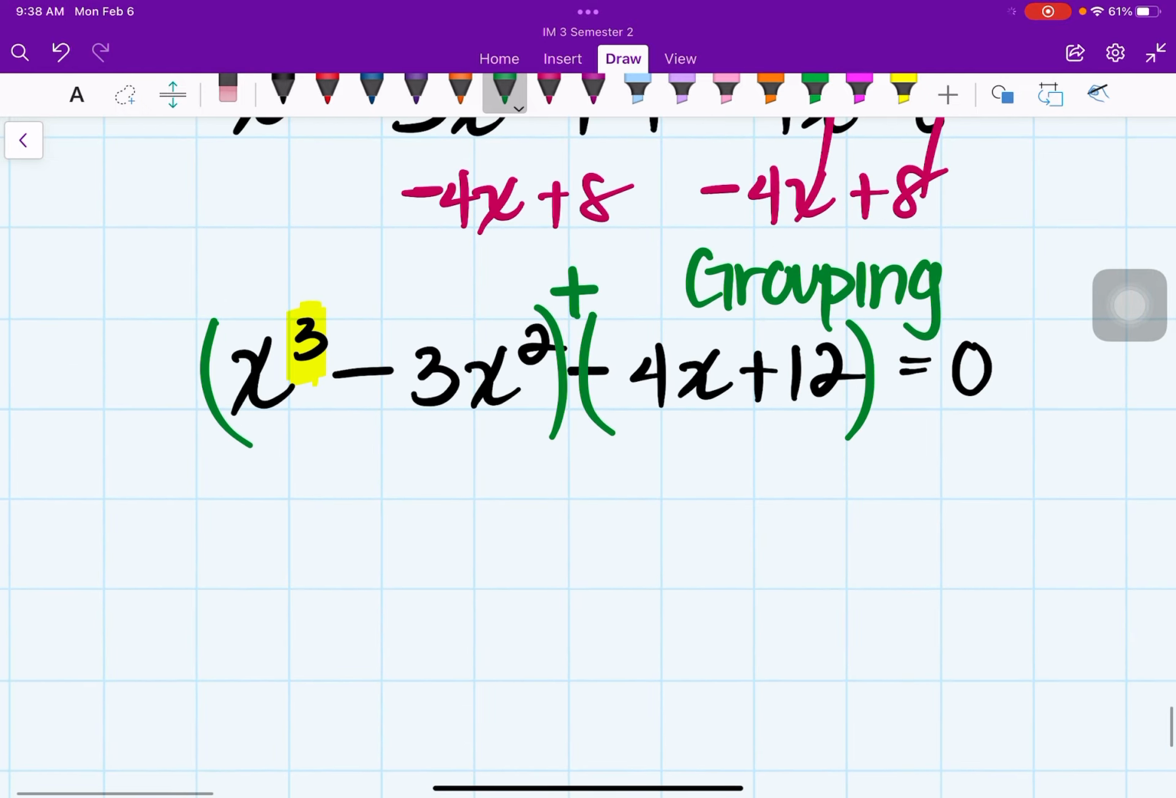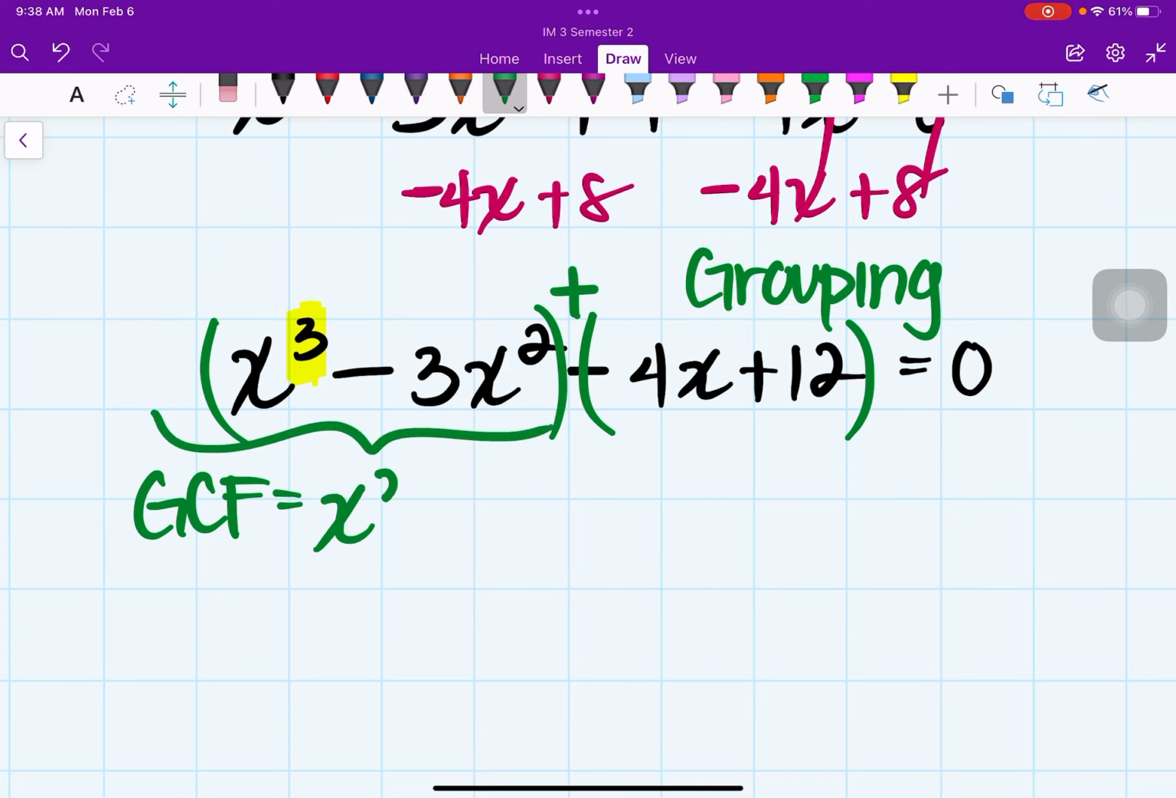So first off, what's the GCF of the first binomial? What can I factor out from both of these expressions? The answer for that is an x squared. Now let's take a look at the next one. What can I factor out from this one? That's the GCF. And I do have a negative 4x plus 12.